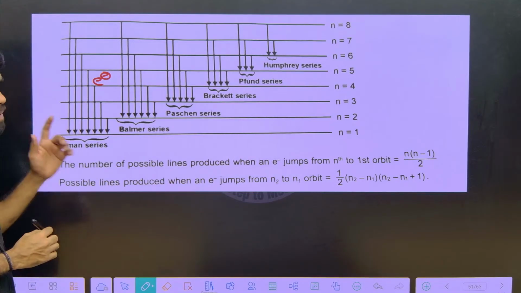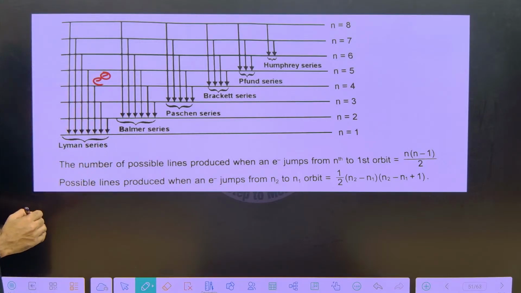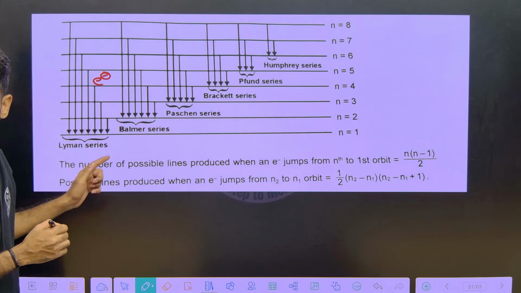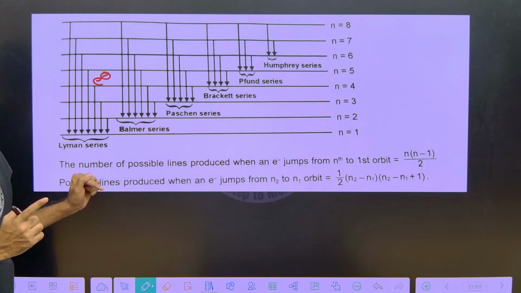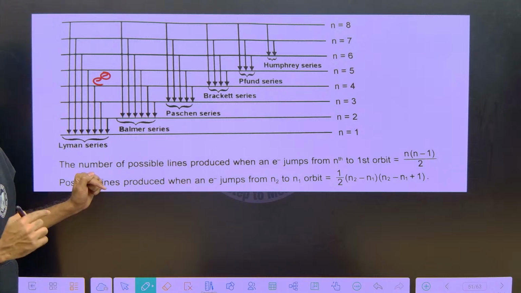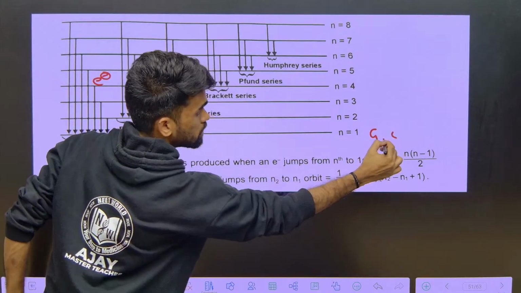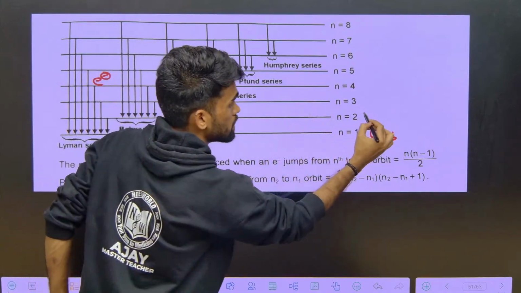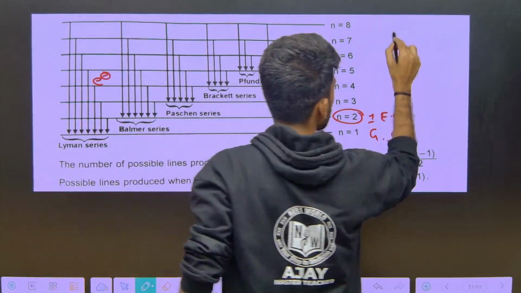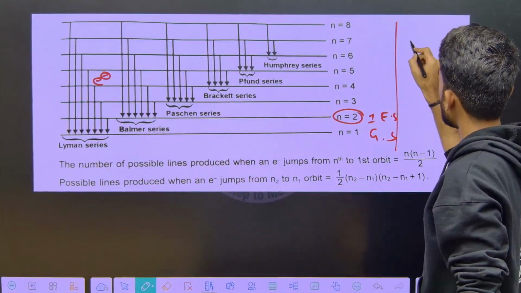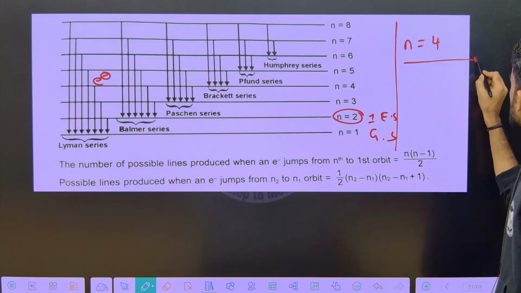Now how many possibilities are there to de-excite this electron from the fourth energy level to the first state, the ground state? Ground means first, n value 1. The ground state is n value 1. First excited state means n equals 2; this is the first excited state, you can write. Now electron is present at the 4th energy level, so let us make 4 lines. n equals 4.